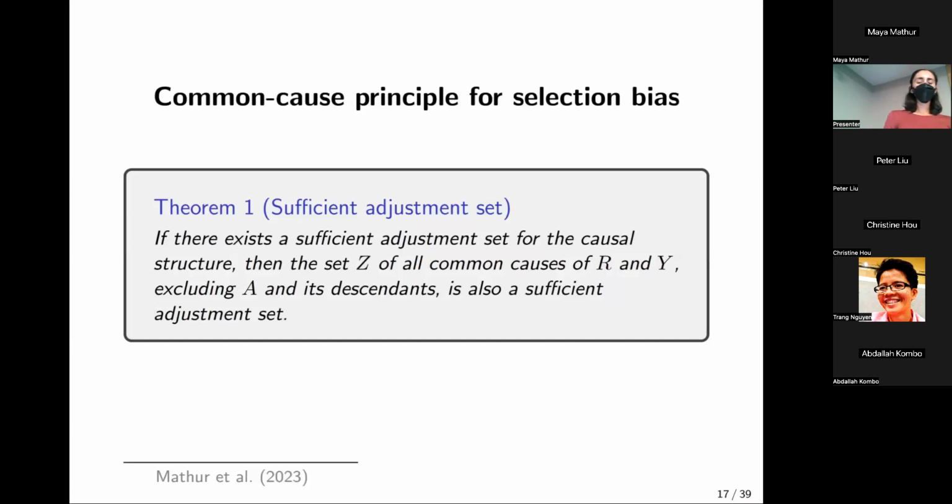So, okay, now this is the main result, which basically says if there exists a sufficient adjustment set given the causal structure, which again, we may not know, but if a sufficient set exists, then the set Z of all common causes of the selection indicator and the outcome, excluding the exposure and variables affected by the exposure, is also a sufficient adjustment set. So why do we have this clause here? This is basically dealing with the problem that we do not want to condition on variables that will cause their own problems.